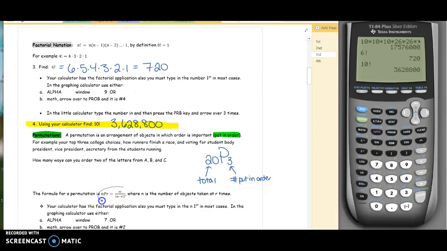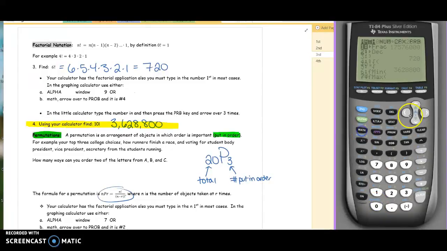There is a fancy formula for it. We aren't going to do the fancy formula because your calculator can do it. So 20P3. In the scientific calculators, you'd punch in 20, push your PRB button, select NPR, and then punch in the 3. In the graphing calculators, 20, math button, go over to your PRB menu and find your NPR, and then hit enter. If we had 20 students and we were arranging 3 of them into positions like president, vice president, secretary, there would be 6,840 ways to do that.